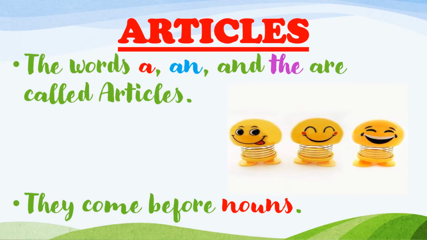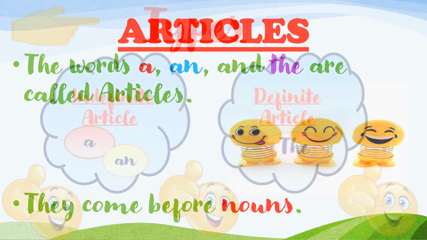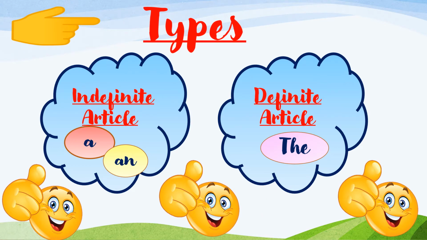Now let us see what articles are. The words a and the are called articles. Where do they come? Let me tell you. They come before nouns. The English language has two types of articles. One is the indefinite article and the other is the definite article. Articles a and an come under the indefinite article, whereas the article the comes under the definite article.